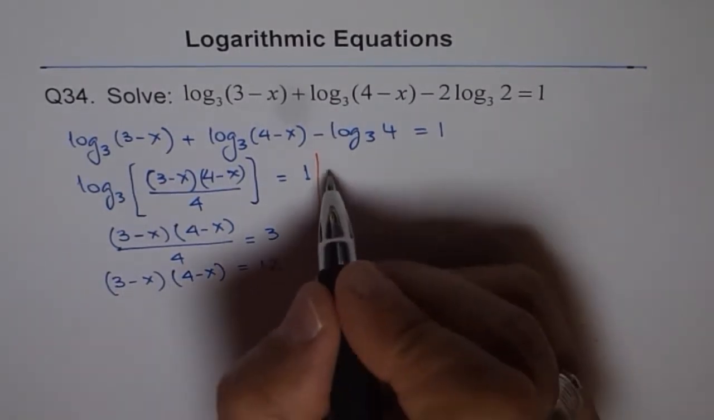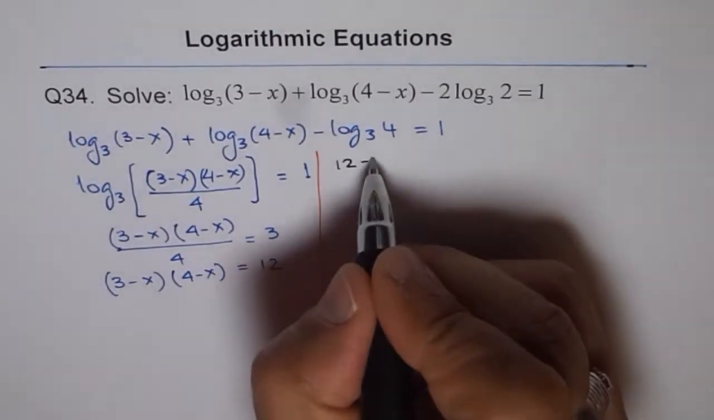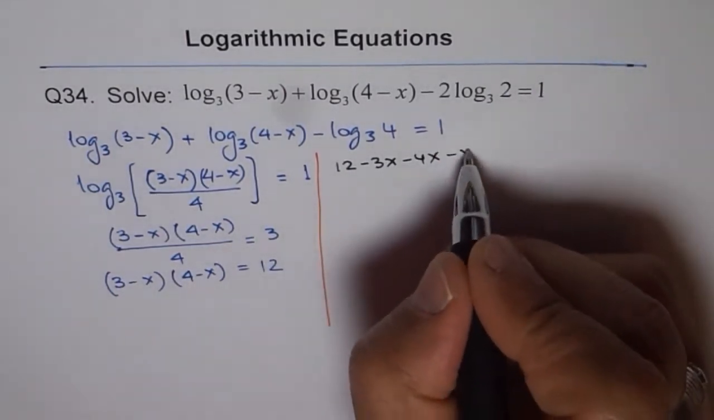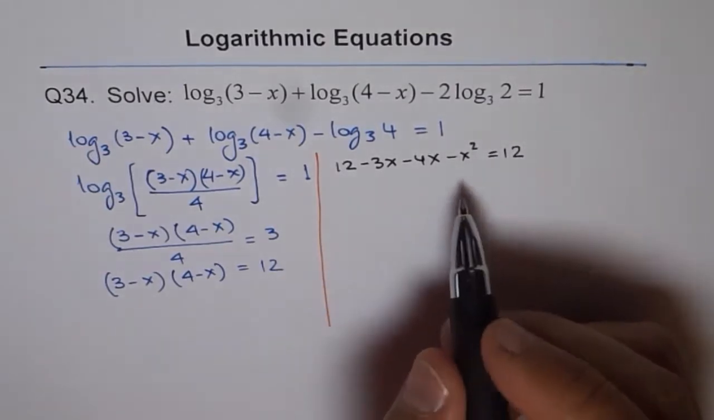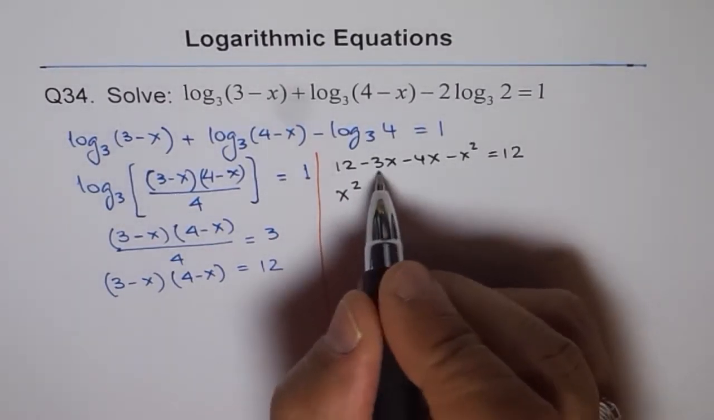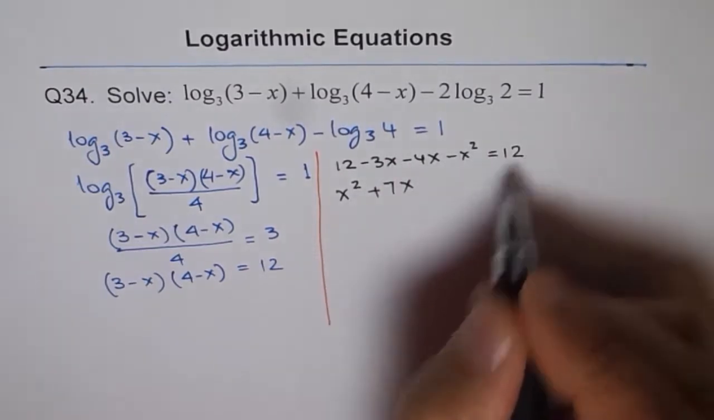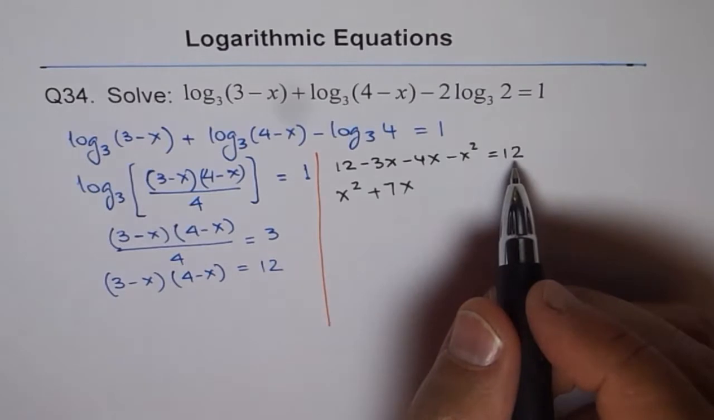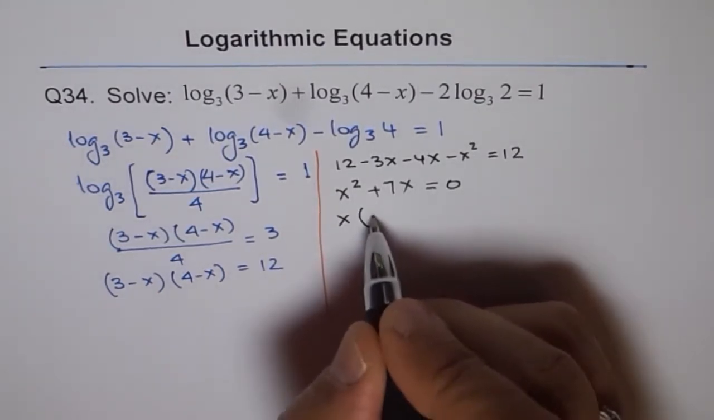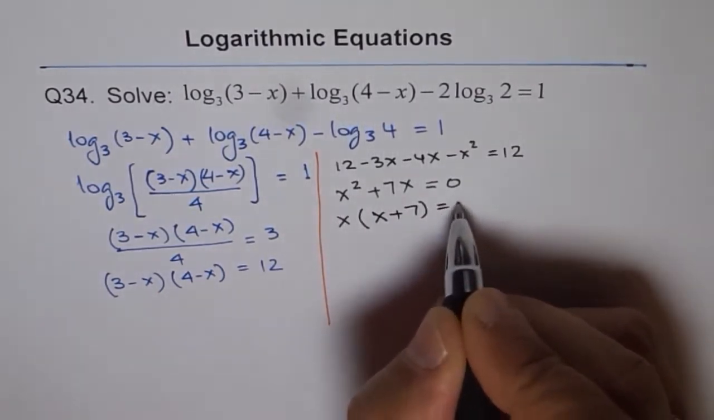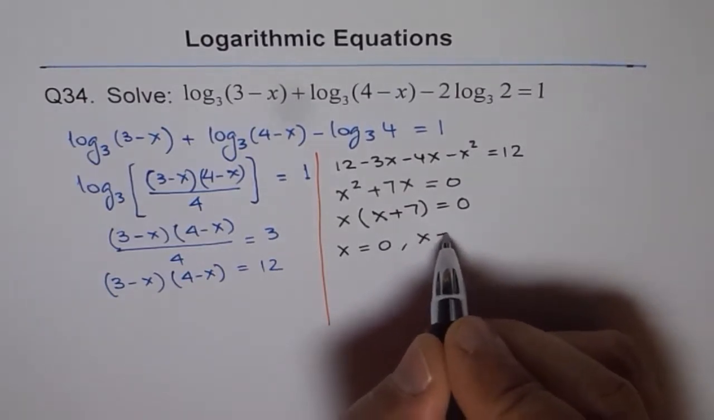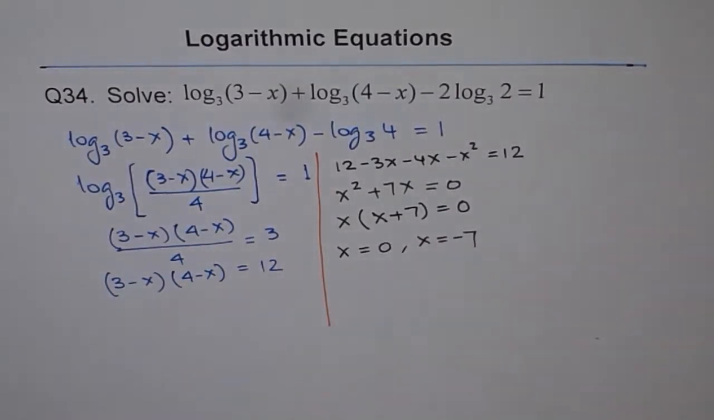So 3 times 4 is 12, and 3 minus x gives us minus 3x, minus x gives us minus 4x, and minus x times minus x is x squared, equals to 12. Now we bring all the terms to one side: x squared minus 7x, which is plus 7x when we take it to the other side, and 12 minus 12 is 0. So this is equal to 0. We can factor this out: x common, and we get x plus 7 equals to 0. And so we have two solutions here. One is x equals to 0 and the other one is x equals to minus 7. So these are our solutions.